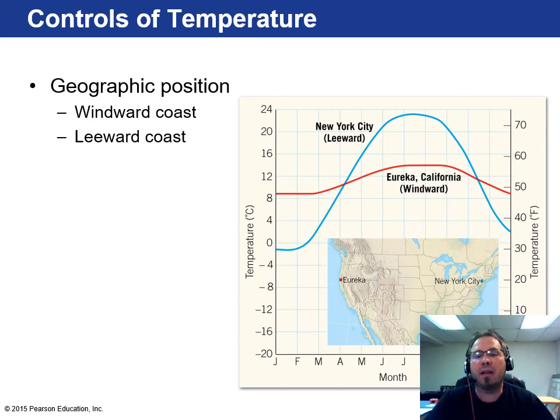Whereas New York City has these wild swings depending on the season because their weather patterns are dictated from the west going towards the ocean. The ocean itself is not dictating the weather patterns.